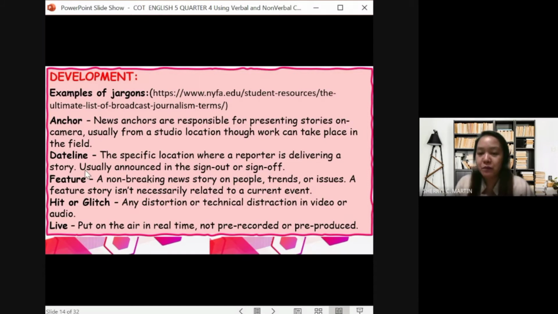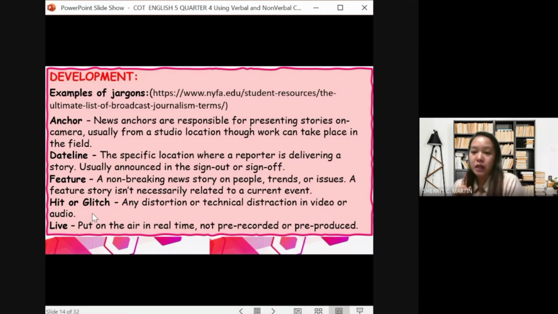Next, feature. I think I also mentioned this, but for those who do not have their idea about feature, this is a non-breaking news story on people, trends, or issue. So mga anak, sa journalism, we have the category feature writing. So all you need to do is to feature the specific topic, pwedeng sa trend or pwedeng sa isang person or personalities. Ayun.